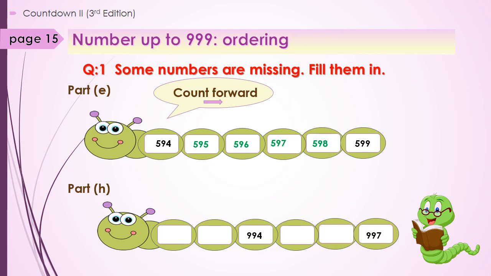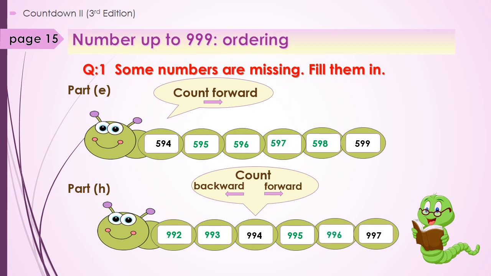Now the next part H. To find out the number which comes before 994, we can count backward. Combine the last two digits, which is 94. So the number which comes before 94 is 93. So the missing number will be 993, 992. To find out the number which comes after 994, we will count forward. 995, and the last missing number is 996.